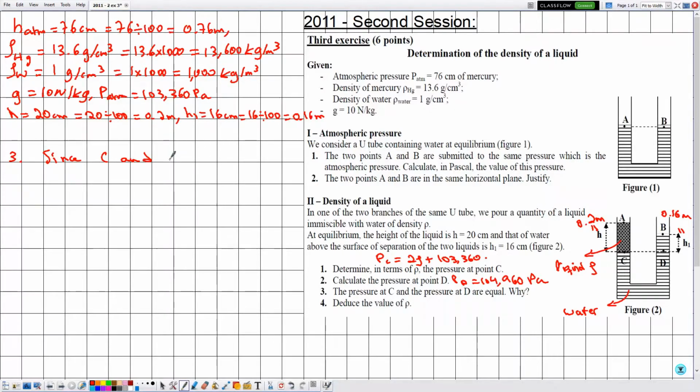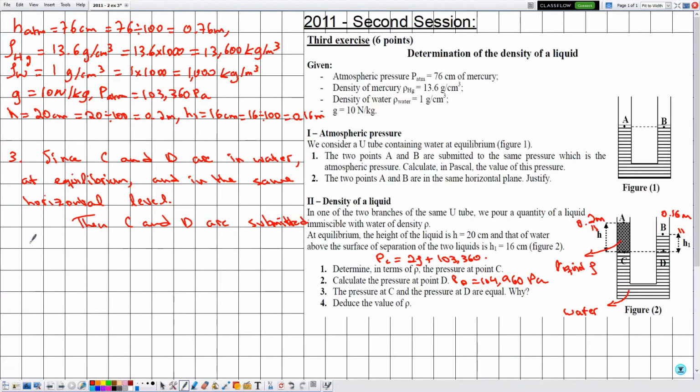Then let's say since C and D are in water, which is the same liquid, at equilibrium, and in the same horizontal level, then C and D are submitted to the same pressure. So now we can say that the pressure at the point C is equal to the pressure at the point D.